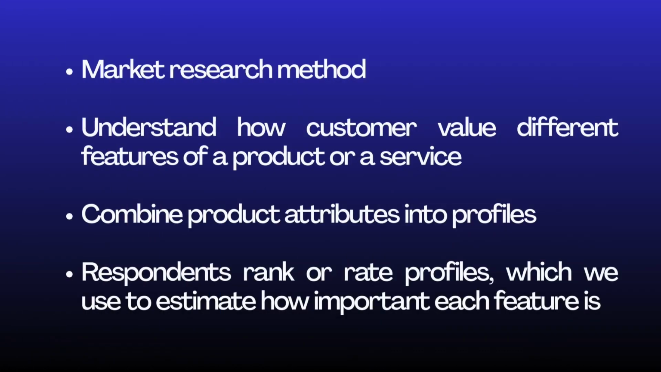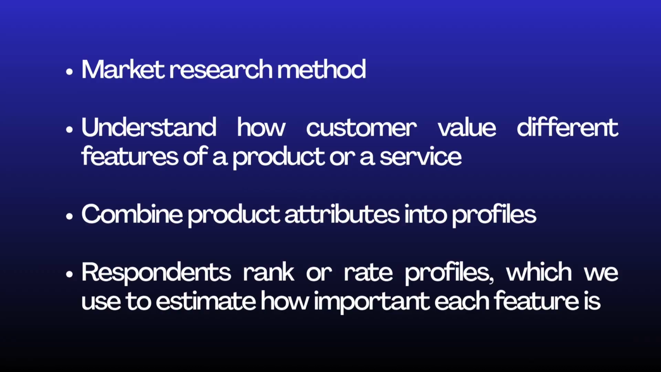To begin with, conjoint analysis is a market research method that helps businesses understand how customers value features of a product or service. Instead of asking people directly what they like, conjoint analysis lets us infer their preferences by analyzing the choices they make between different product combinations.